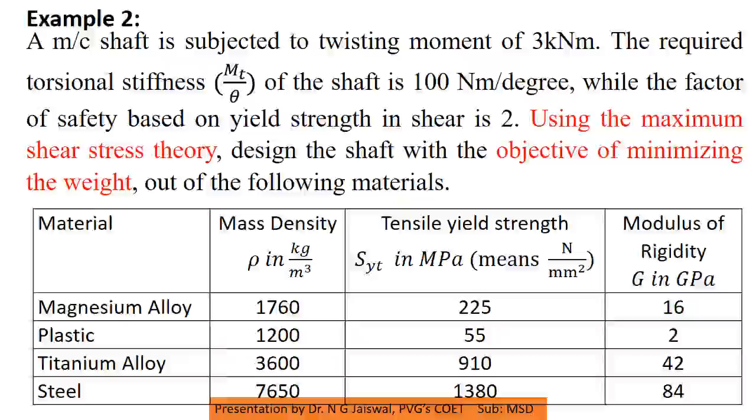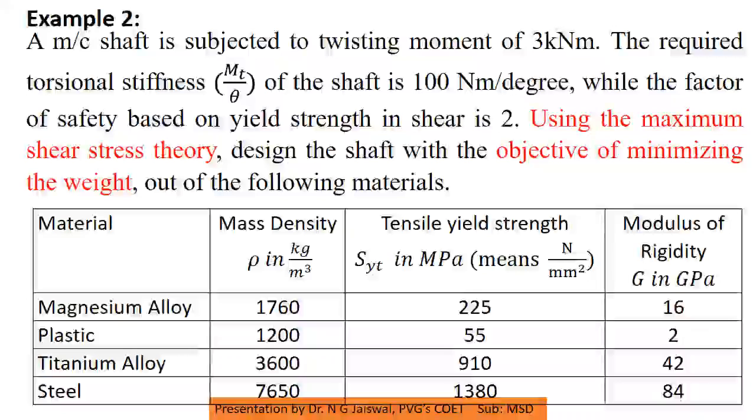A machine shaft is subjected to a twisting moment of 3 kN m. The required torsional stiffness of the shaft is 100 Newton meter per degree, while the factor of safety based on yield strength in shear is 2. Using the maximum shear stress theory, design the shaft with the objective of minimizing the weight.